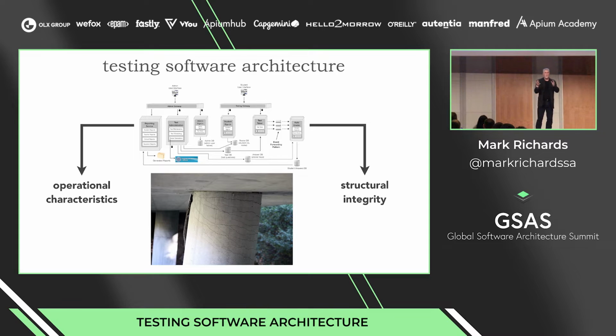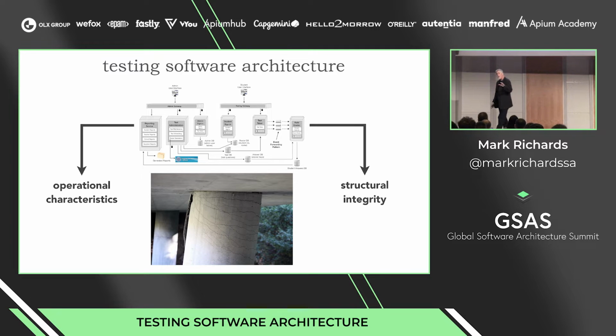Two types of ways of testing architecture. The first are operational characteristics, those things like scalability and performance and all that. We can test those things. But we can also test the structural integrity of that architecture, that foundational aspect, like that bridge, that's holding up our systems.